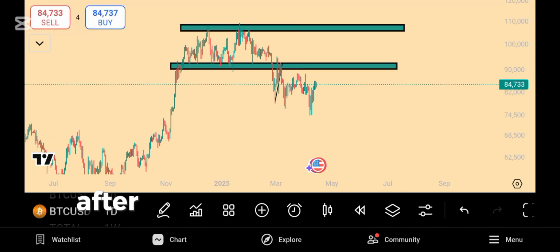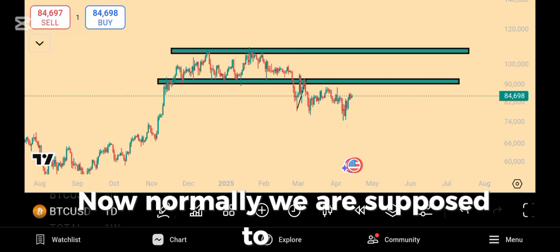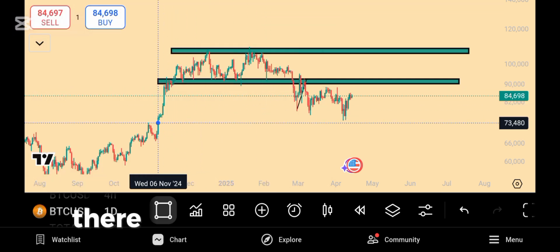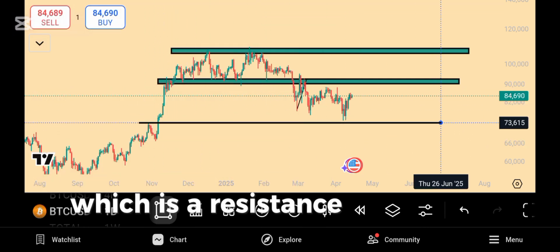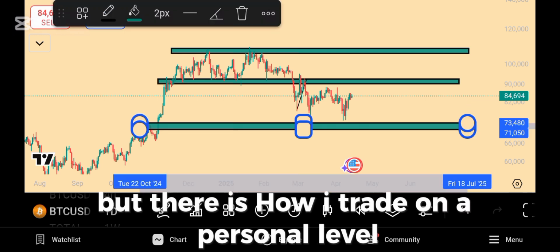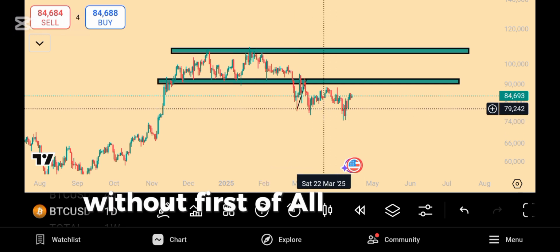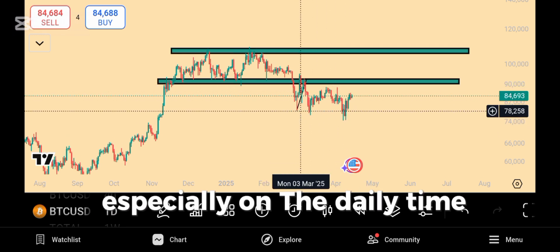Secondly, after this pullback, we created a low. Normally we are supposed to take a level at this point. There is a level that formed there, which is a resistance turned into a support. But here is how I trade on a personal level: I don't consider what has happened at this far point without first considering what is happening here, especially on the daily time frame.